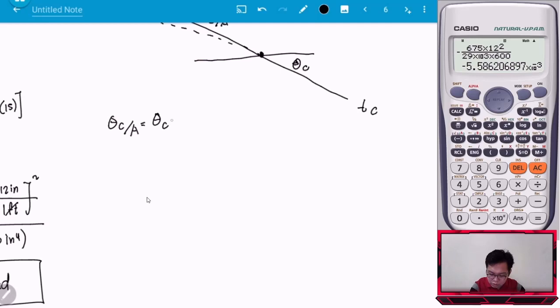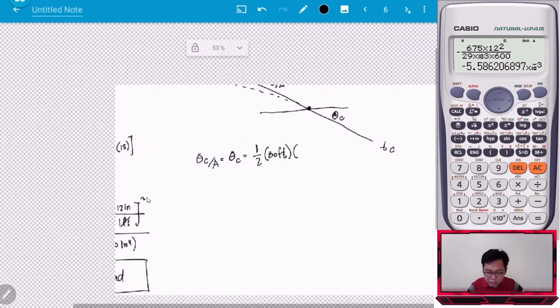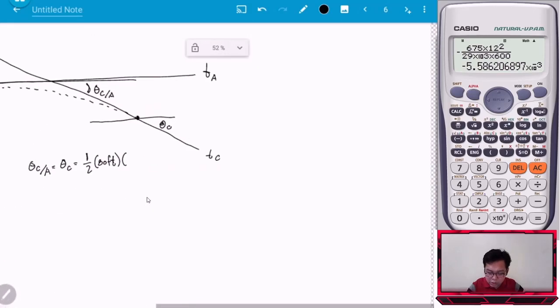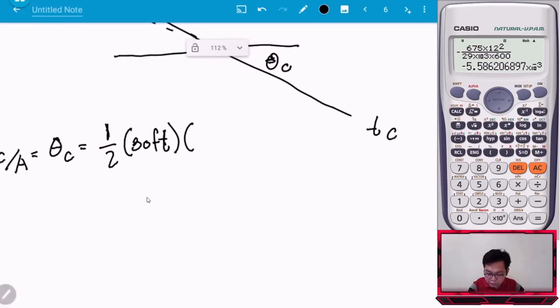Slope at C, no? So, that is actually 1/2 base times height. Our base is 30, the length of the beam, 30 feet. And then our height is actually negative 60 from our figure, no? Negative 60. And then, of course, we divide that by EI.